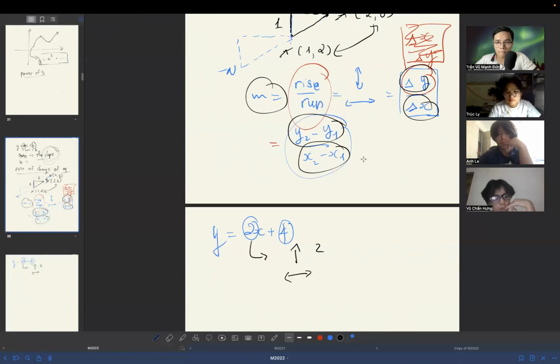I said 2. So does it go up 2, or go left or right 2? It goes horizontally 2. That means it goes to the right or the left. Okay, right or left. So he meant this.